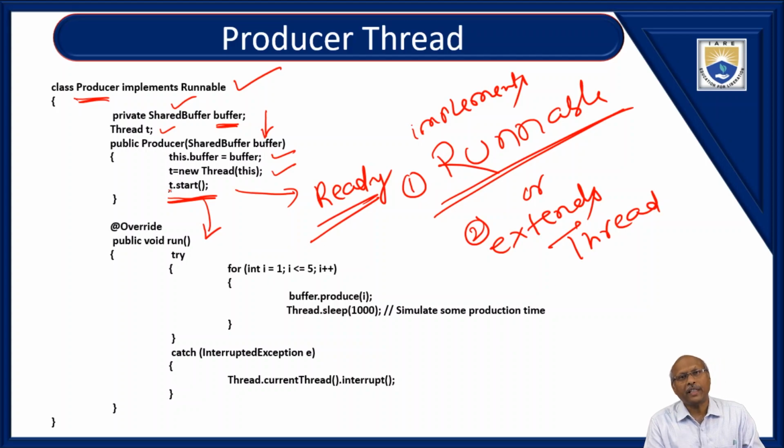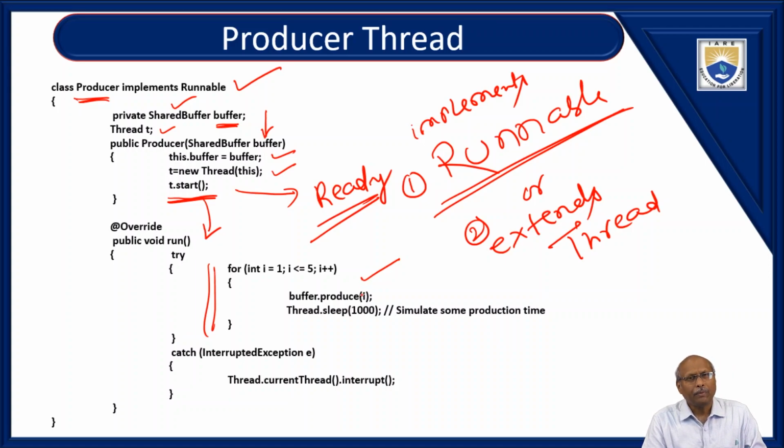What is the role of the producer thread? It has to produce the item. How many times? I may produce any number of times. For example, I want to produce 5 times. So my loop repeats 1, 2, 3, 4, 5. Produce the first item, put it in the buffer. Produce the second item, put it in the buffer. Third item, fourth item, like this. I may produce multiple items.